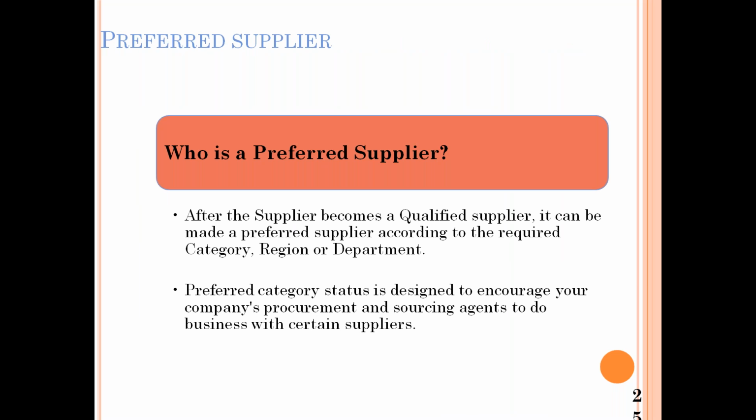So this is about your preferred supplier, like who is your preferred supplier. Once you have qualified the supplier, it can be made your preferred supplier according to the required category, region, or department. So you can make your preferred supplier based on the category, or based on the region combination. So basically there should be a combination, either category or region, or category or department.